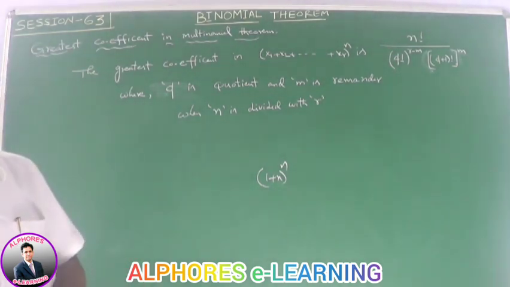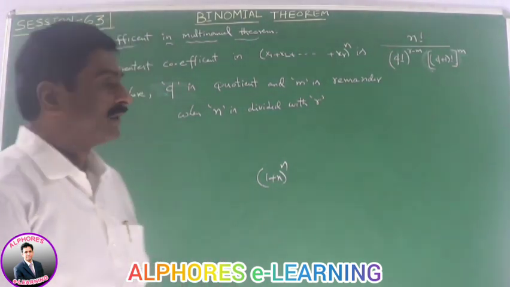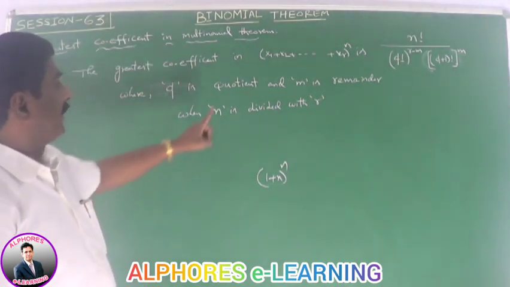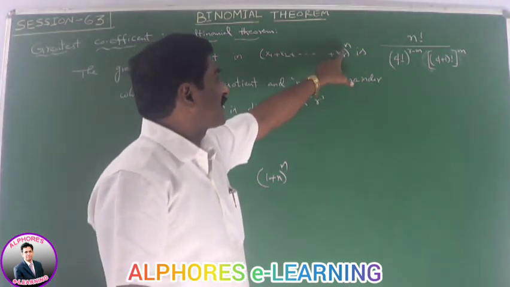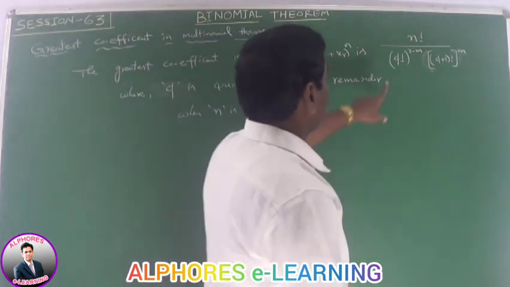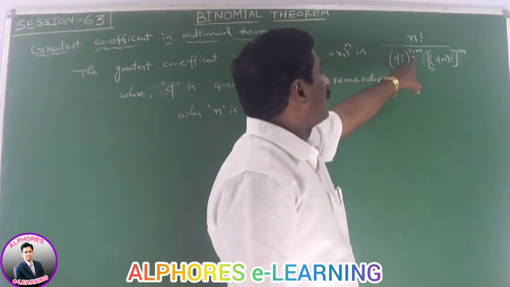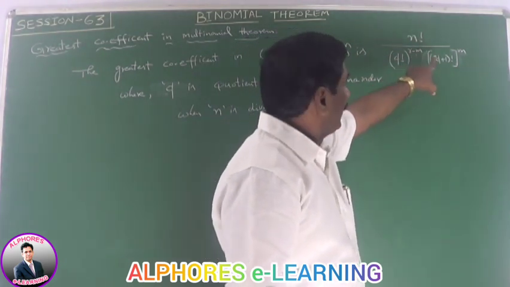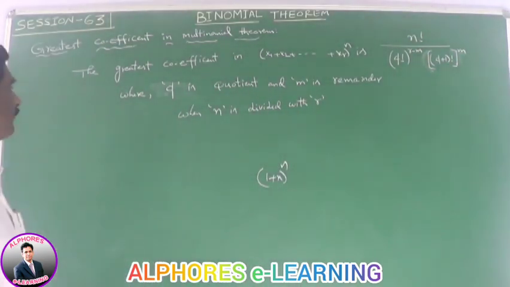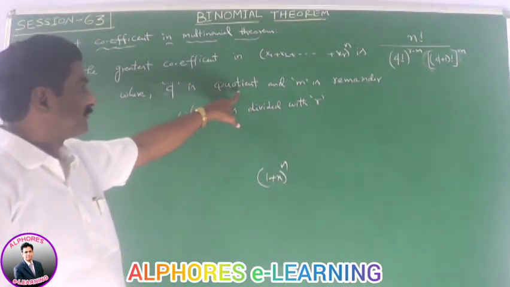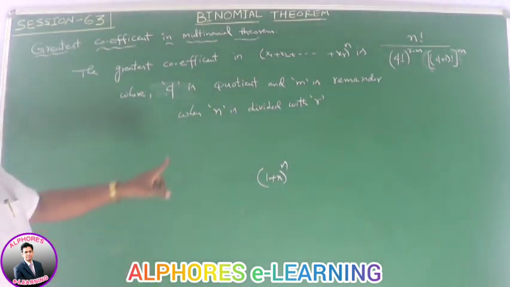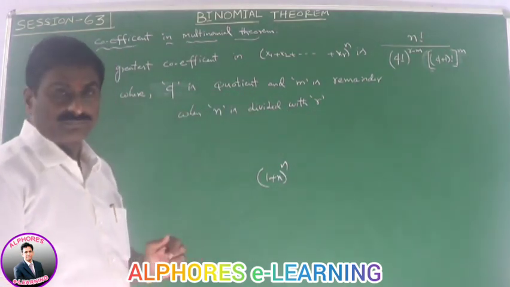Okay. Similarly, in a multinomial also, there is a greatest coefficient. How do we find the greatest coefficient in a multinomial expansion? Okay. Please write this value. The greatest coefficient in (x1 + x2 + ... + xr) whole power n is n factorial by (q factorial) whole power (r minus m) into ((q+1) factorial) whole power m, where q is the quotient and m is the remainder when n is divided by r.